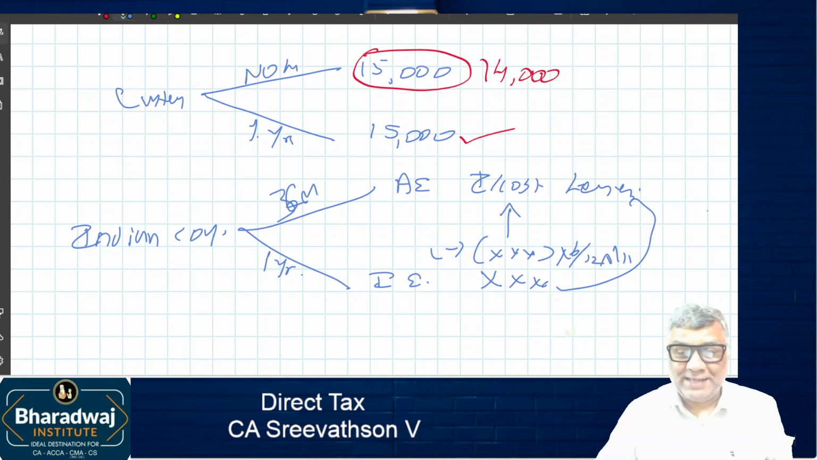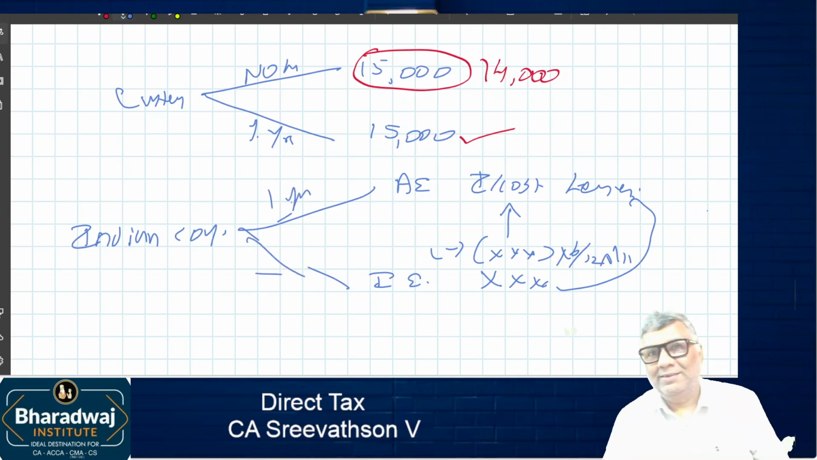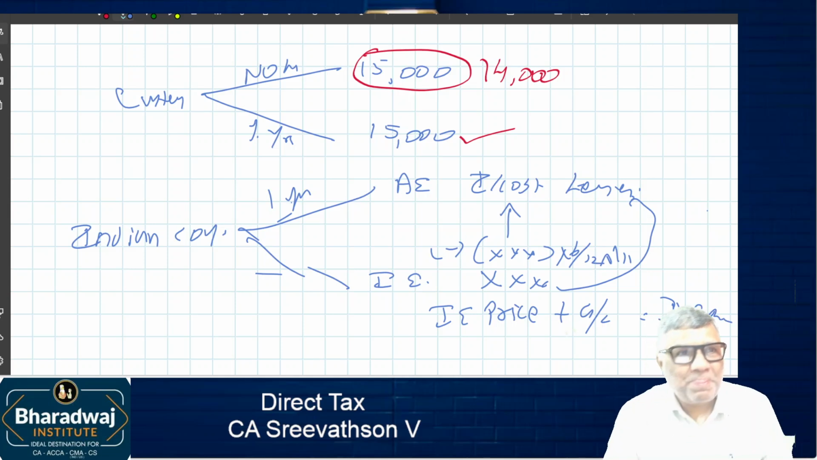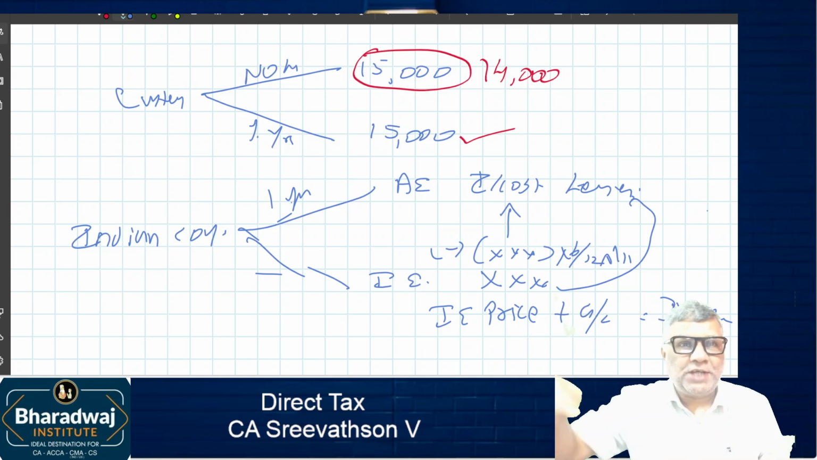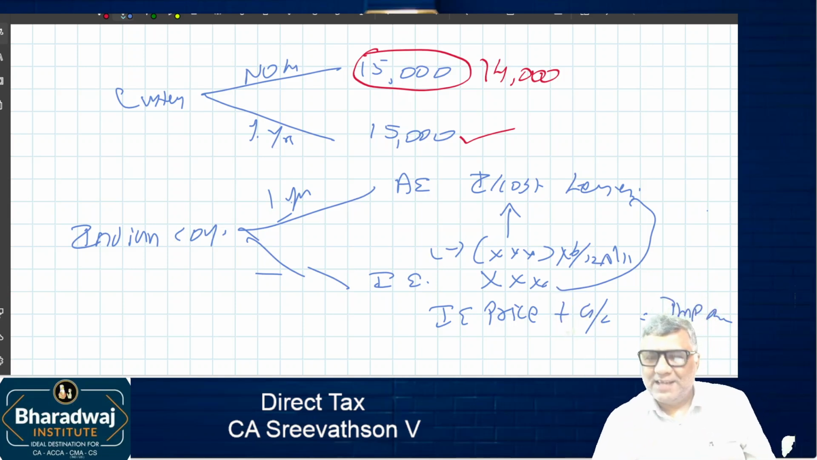Sir, I will give you one other example. Here I get 1 year guarantee. Here I get no guarantee. Independent party price plus guarantee charges will be my import price. Independent party price plus, from my associated enterprise, because he is taking the risk, plus my guarantee charges will be my import price.